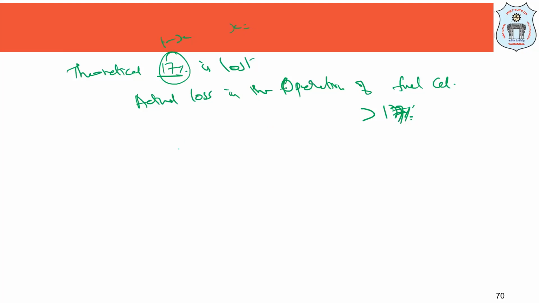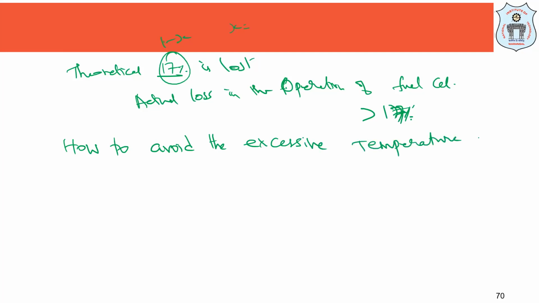So how to avoid this excess temperature rise? How to avoid excessive temperature rise? How will you overcome this? We have to, because we want to operate at a particular temperature, right? Isothermal condition. So how will you maintain the temperature if this much amount of heat is lost? We have to do some things.